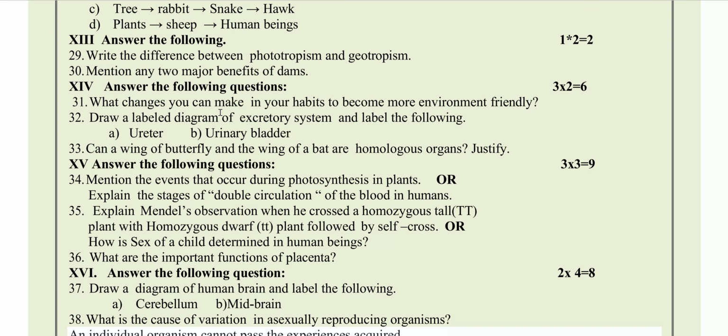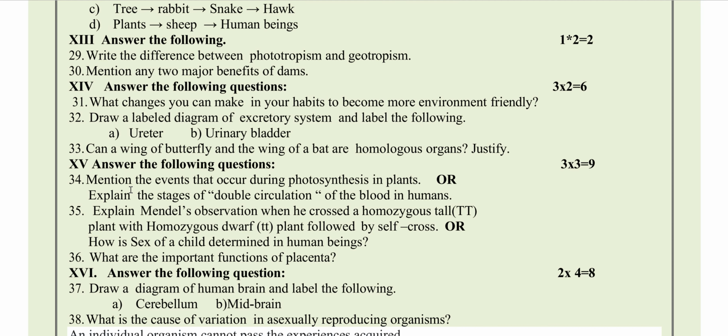What changes can you make in your habits to become more environment friendly? Next, draw a neat diagram of excretory system and label the following: ureter, urinary bladder. Next, can a wing of a butterfly and the wing of a bat be homologous organs? Justify. Next, answer the following questions. Each question carries 3 marks, 3 into 3 is 9.